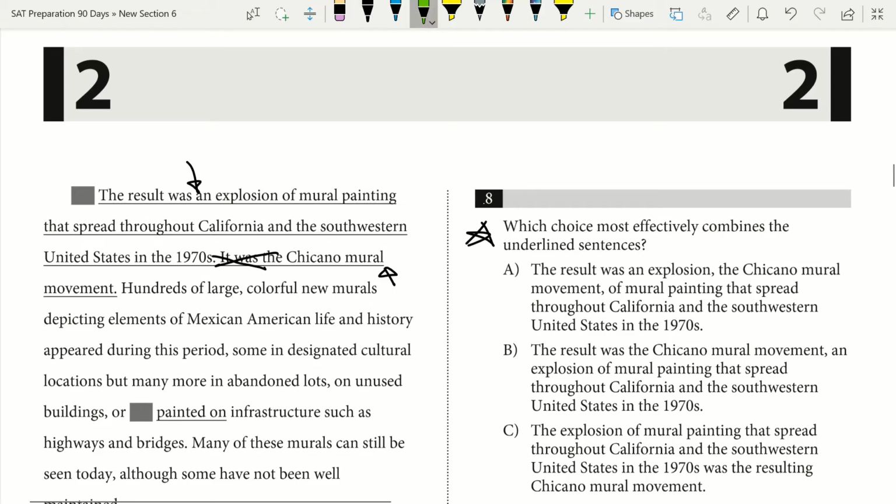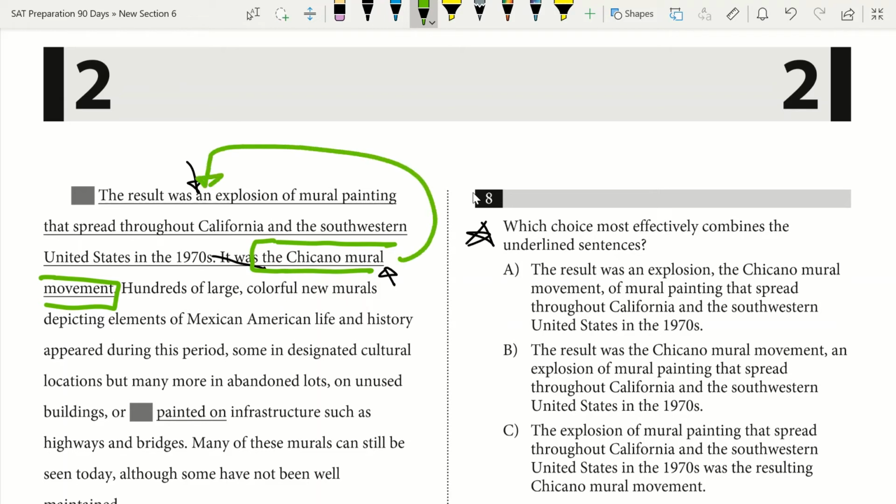I'm going to box it up in green and then move it just so you can see what I'm saying. Okay, I want to take this right here, and we'll include the word "the" there as well. We want to take that right there, and we want to bring it right here. The result was the Chicano mural movement, and then have a comma after it, an explosion of mural painting that spread throughout California and the southwestern United States. So why do we have to have a comma after it? Well, this explosion of mural painting that spread throughout California and the southwestern United States in the 1970s, that's describing the Chicano mural movement. Okay, so let's look for an option that says that.